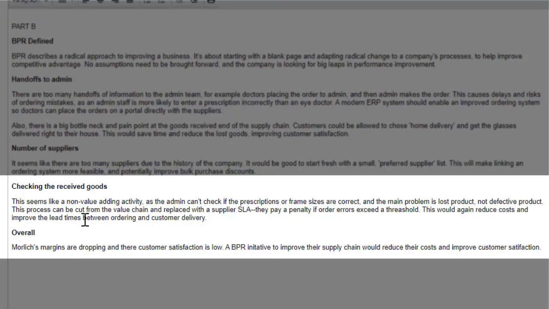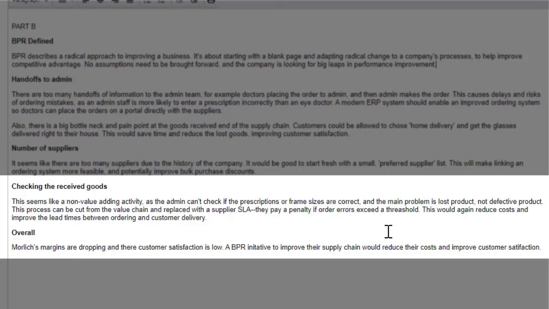This process can be cut from the value chain and replaced with a supplier service level agreement. Look, I'm bringing in other areas of the syllabus. I'm showing a big picture view. They pay a penalty if order errors exceed a threshold. Little misspelling there. I wouldn't lose credit for that. This would again reduce costs and improve the lead times between ordering and customer delivery.